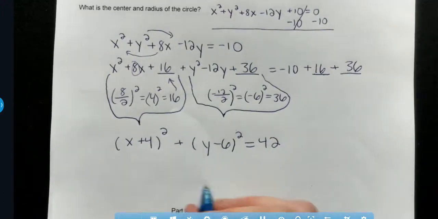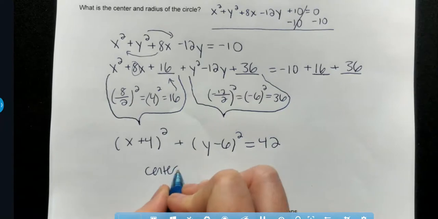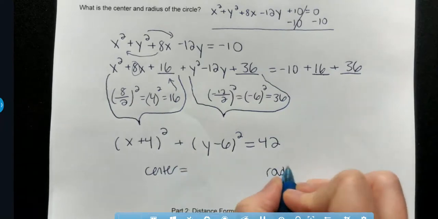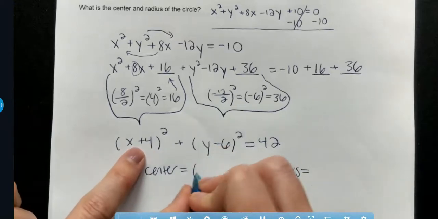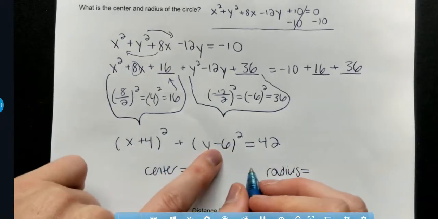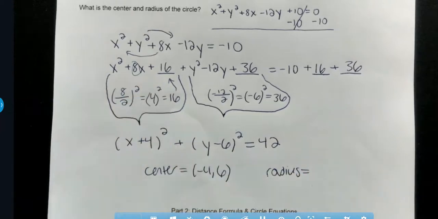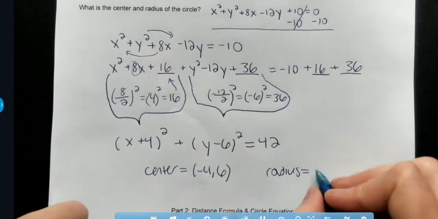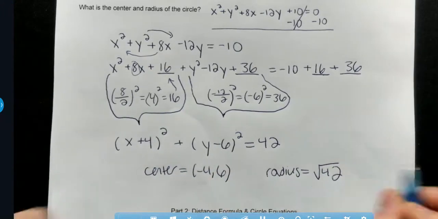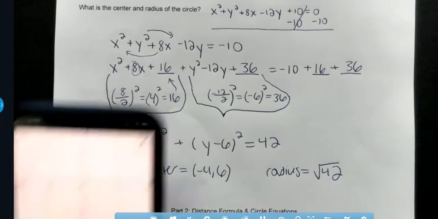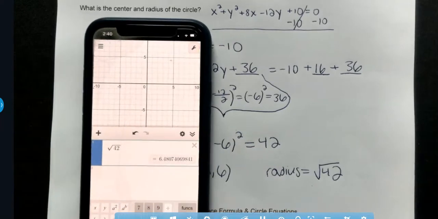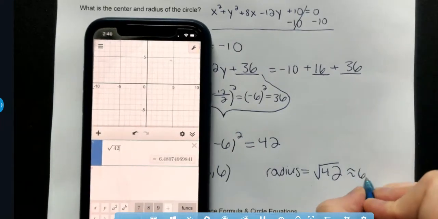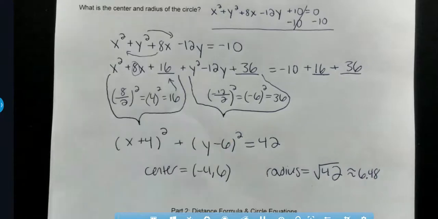Alright, so now we're ready to figure out what the center and the radius are. My center, I'm just going to flip these 2 signs. So instead of a positive 4, it's going to be a negative 4. And instead of a negative 6, it'll be a positive 6. So that's my center. Alright, remember this is always r squared, right? So what I need to do is take the square root of 42. Square root of 42 gives us a radius of approximately 6.48 units.